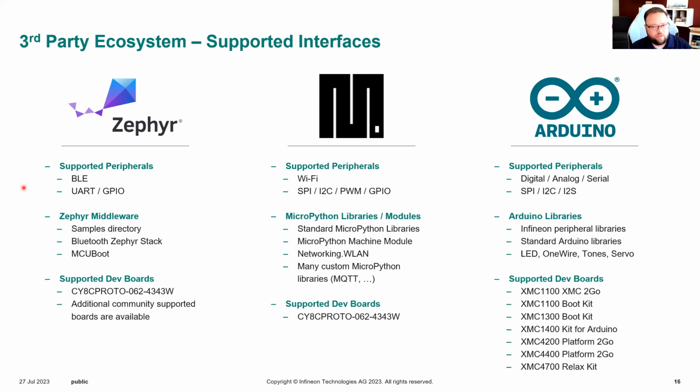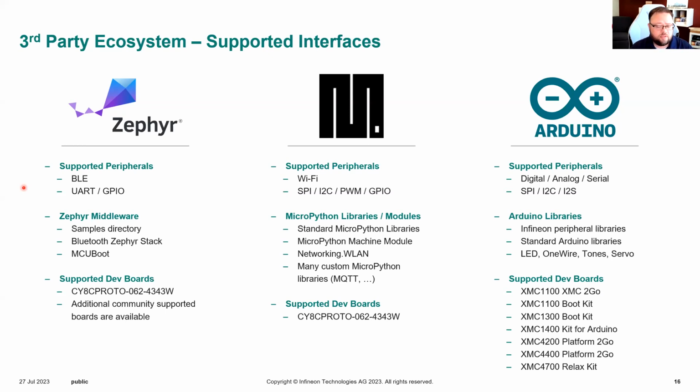Other serial interfaces are in development, but the ones that are currently available today are UART and GPIO. Built on top of that, though, you get full access to the Zephyr middleware. So there's a large sample directory. We mentioned BLE, so I wanted to highlight the Zephyr Bluetooth stack that's available. And other things like MCU boot, so you can do OTA, various types of updates over the air.